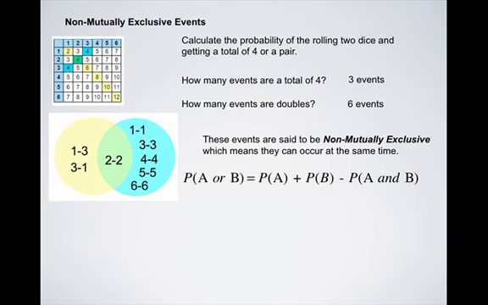So the probability that we roll a 4 or the probability that we roll doubles is equal to the probability of rolling a 4, which is 3 out of 36, plus the probability of rolling doubles, which is 6 out of 36, minus the probability that we roll 2 2s. So this comes out to be 8 over 36, which is 2/9, or about 22%.